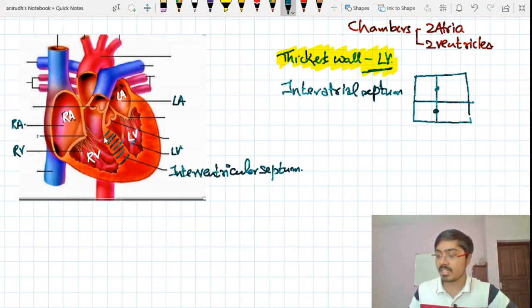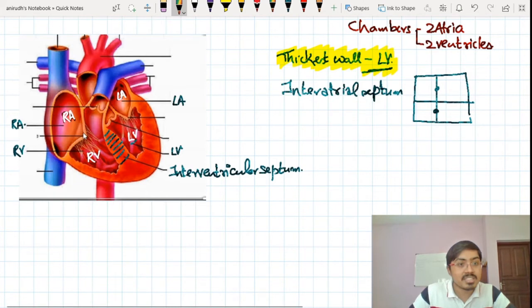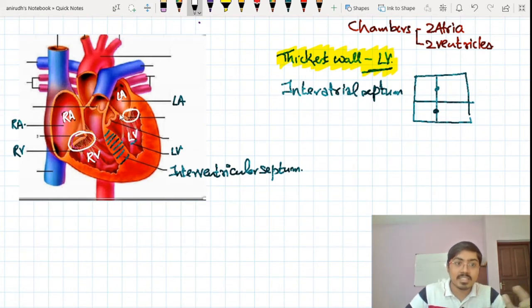Now what else is there that we are supposed to know? We are supposed to know the valve between the atria and the ventricles. I have this kind of valve over here, a valve-like structure. Here also I have a valve. This valve connects the right atrium to the right ventricle, and this connects the left atrium to the left ventricle.